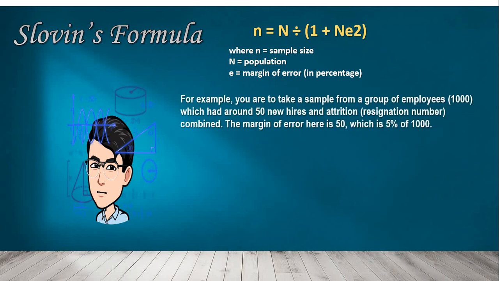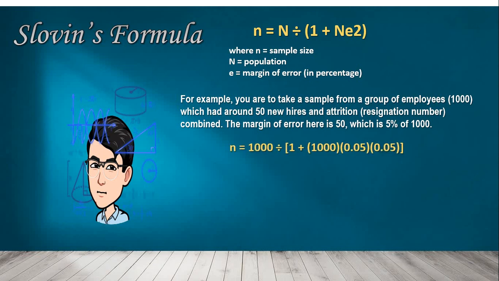So for example, you are to take a sample from a group of employees. Yung employees natin, meron tayong population na 1,000, which had around 50 new hires and attrition, resignation number combined. The margin of error here is 50, which is 5% of 1,000. So, yung 1,000, ang 5% niya ay 50 new hires.